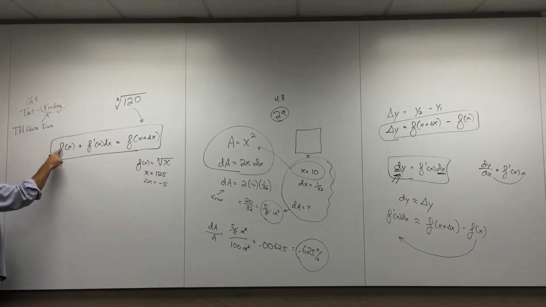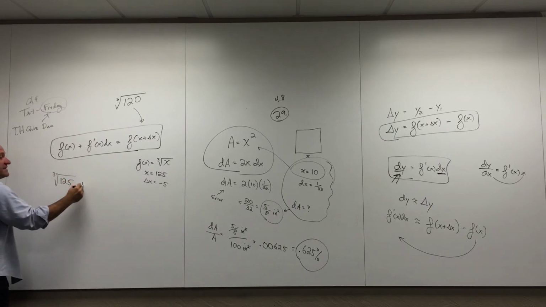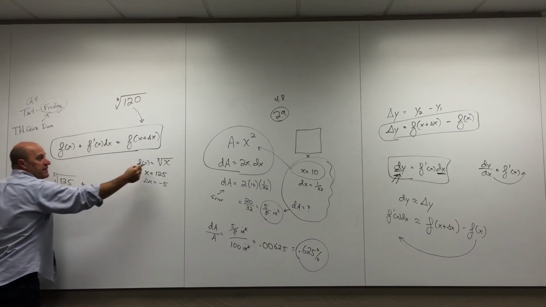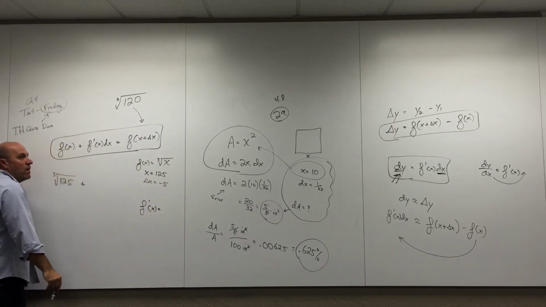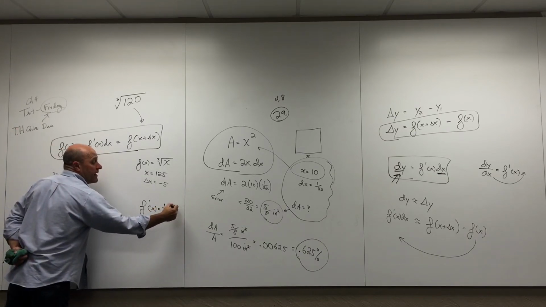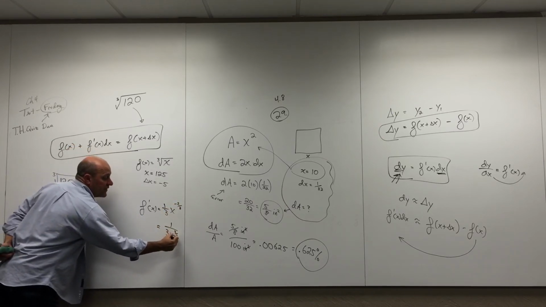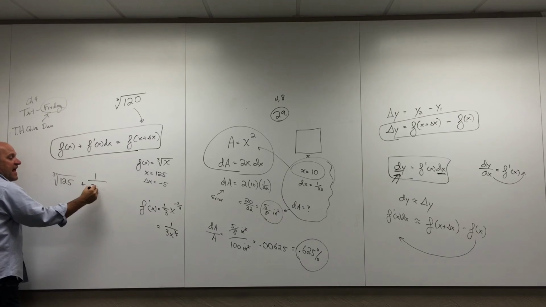So here I go. Okay, what's this then? This is my function. This is the cube root of, and what am I plugging in here? 125, yeah. So this is going to be a 5 right here, right? What is this? Oh, this is my derivative of my function. What's my derivative? 1/3 x to the negative 2/3. Or 1/3 over x to the 2/3. Great. Okay, that's my derivative.